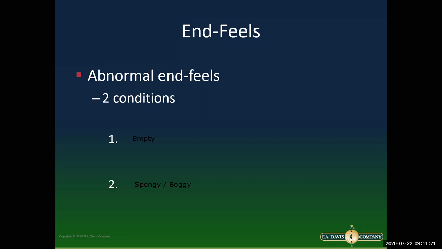All right, so empty end feel. What is an example of an empty end feel? So you're moving me through range of motion. How would you know? I'm like, ow, ow, ow, stop. Right? Or I just yank my arm back down, guarding, right? So that's an empty end feel.